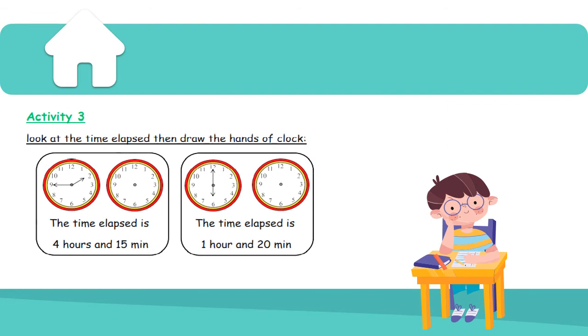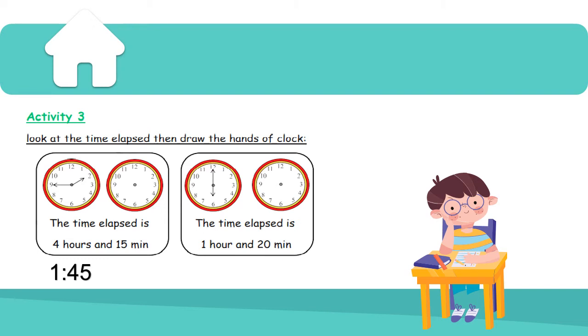Activity number 3. Look at the time elapsed, then draw the hands of a clock. Okay, the first picture, I got the starting time is what? What is the time here? The short hand is between 1 and 2. So it will be 1:45 because the long hand is on 9. So it's 1:45. Okay. Then the time elapsed is 4 hours and 15 minutes.